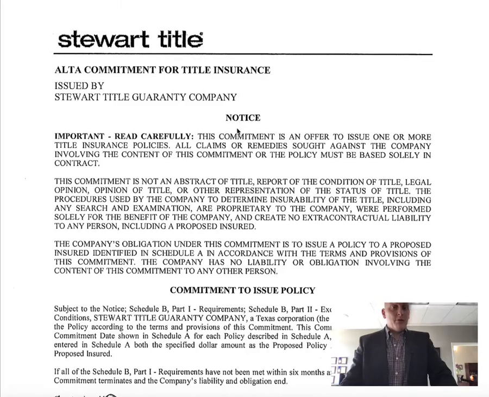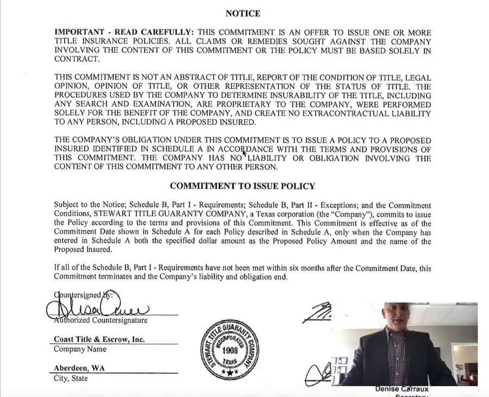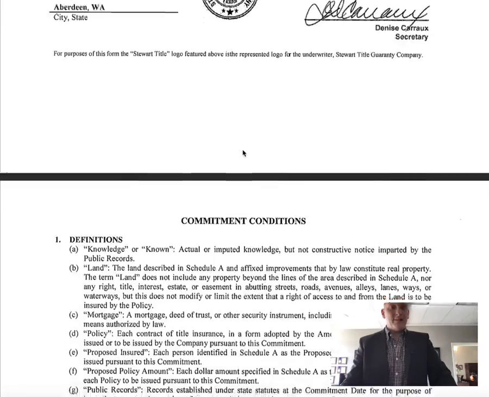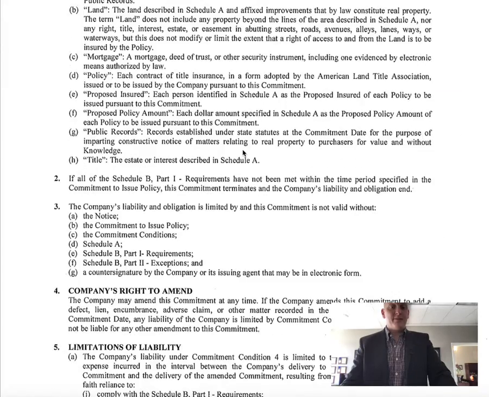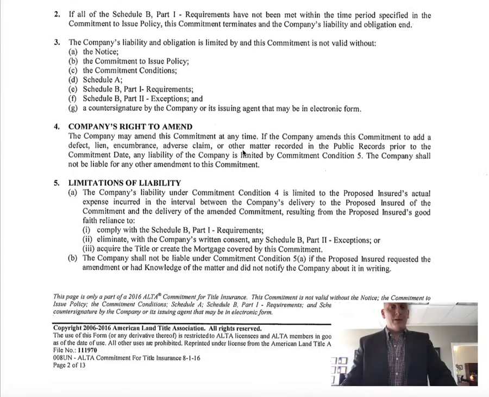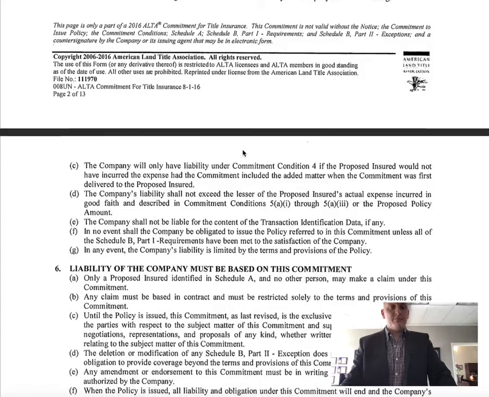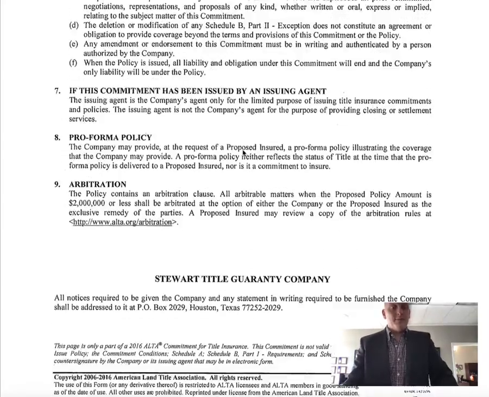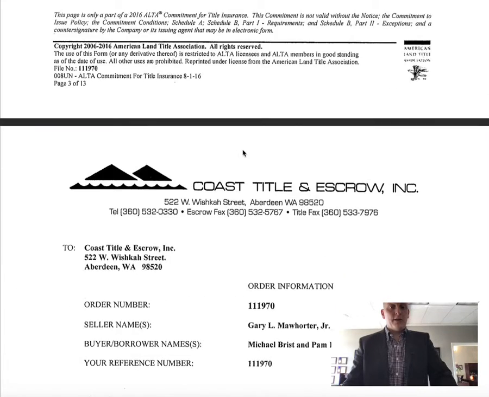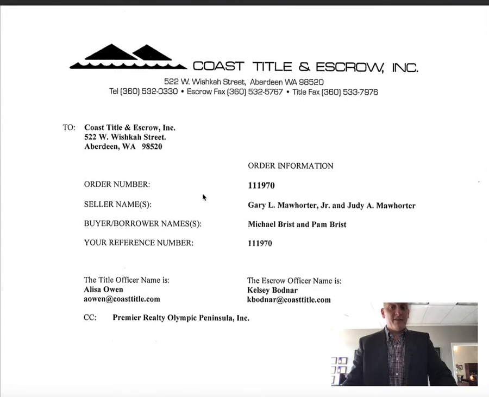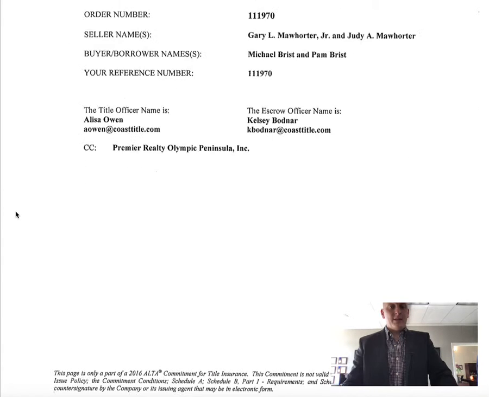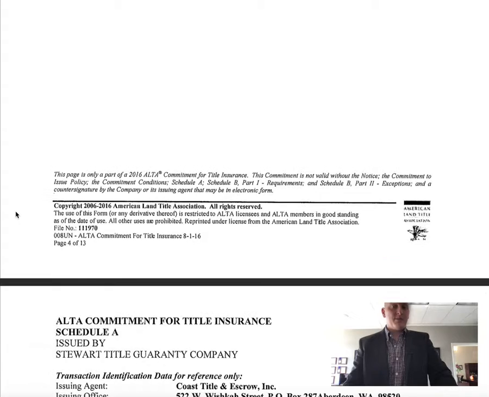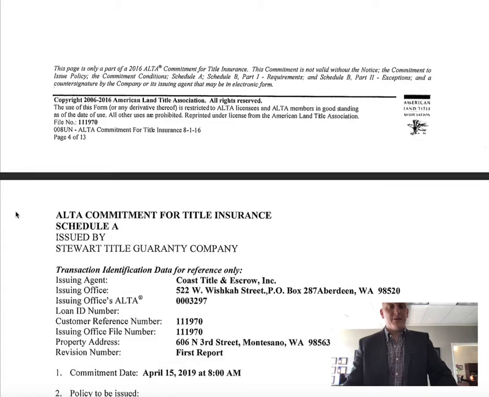So in most cases, you're going to skip through the first page and the second page. Definitions, doesn't matter. Company's right to amend. A lot of this is just general data that you're going to see in every report. As you keep scrolling, I'll tell you what you're looking for. First of all, you want to verify that this is the right address and this is what we want to review. So that's good. And this is the people. So you have the buyers and the sellers.